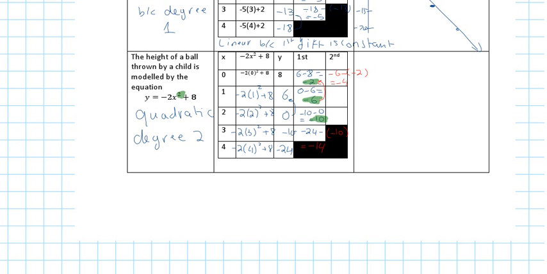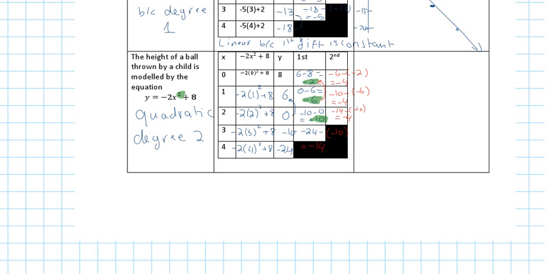Now, negative 10 subtract negative 6. That gives me negative 10 plus 6, which is negative 4. Then you're going to do negative 14, subtract negative 10, and that gives you negative 4 as well. Okay? So what do you see now? Second difference is constant, right?